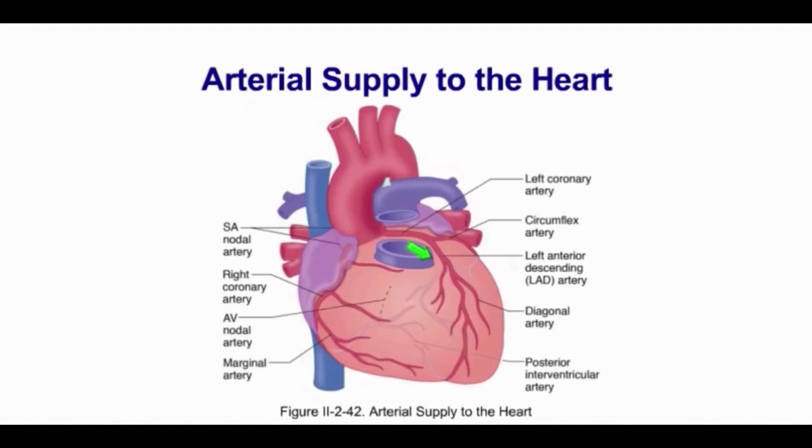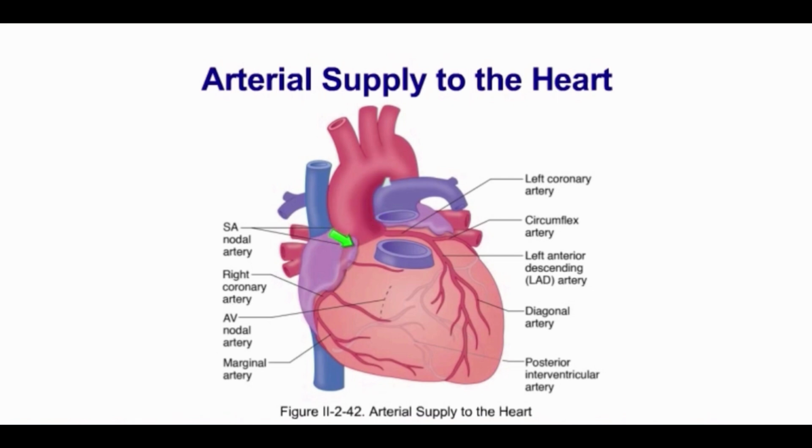Okay, so let's now move on and take a look at the blood supply to the heart. The heart is supplied usually by two arteries, two coronary arteries, a right and a left coronary artery. There's the right coronary artery, there's the left coronary artery. Those two arteries are direct branches of the ascending aorta. They are the only branches of the ascending aorta.